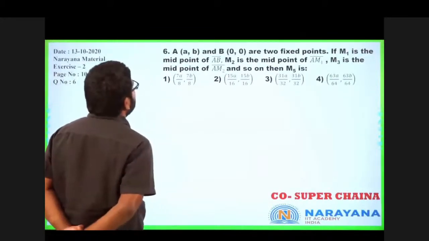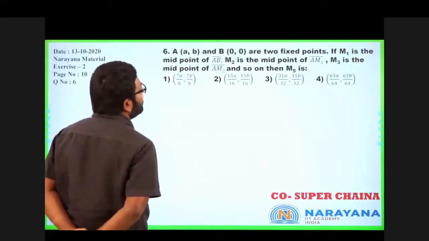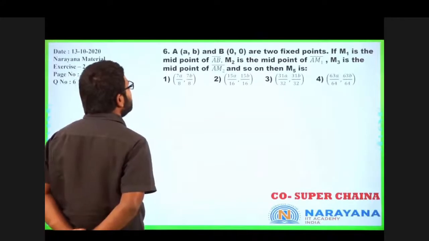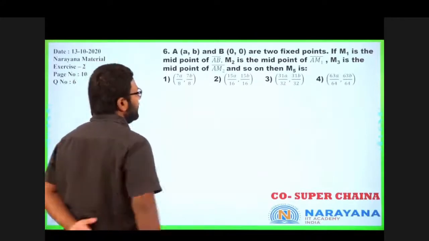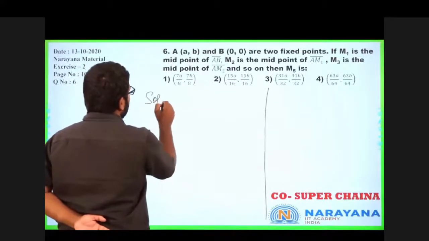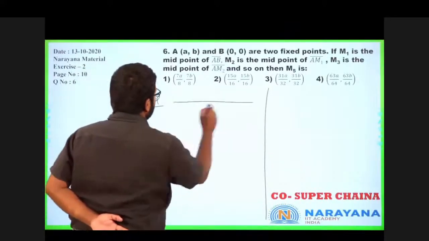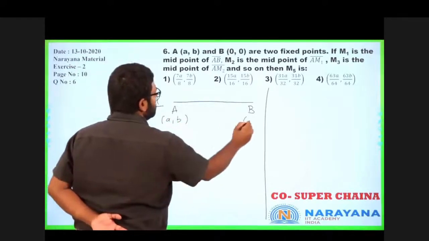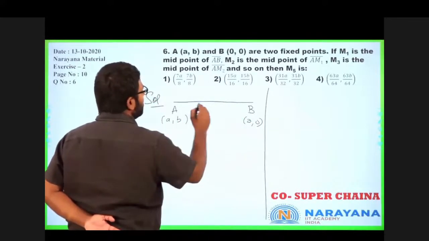Okay. A comma B, 0 comma 0 are 2 fixed points. If M1 is the midpoint of AB, M2 is the midpoint of AM1, M3 is the midpoint of AM2, etc., then M5 is what? Okay. Clearly a pattern based question. A comma B, 0 comma 0, right?